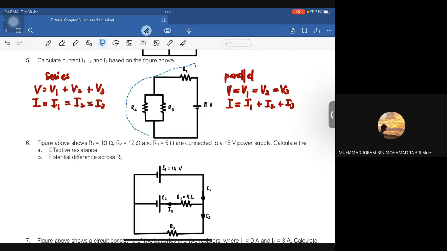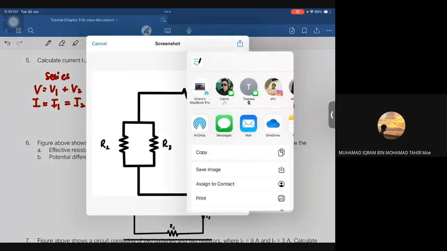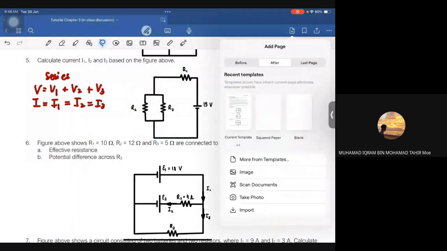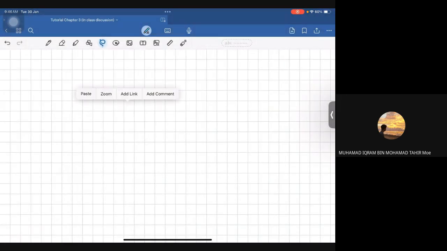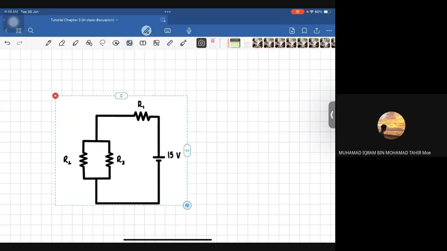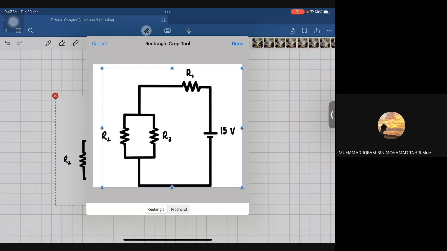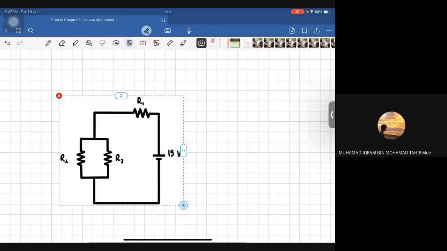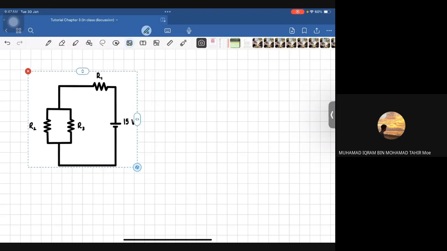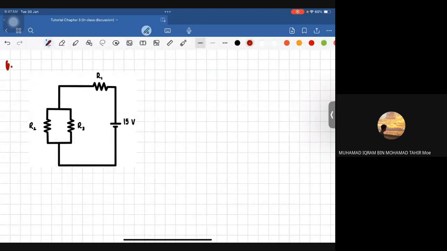So, yang ini semua dia sudah bagi the value. Here, screenshot jap. Okay, so ini kita punya circuit. This is question 6. Okay, so sekarang kita kena buat apa? Kita kena cari effective resistance. Okay, for effective resistance, dia akan combine jadi macam ni dengan macam ni.